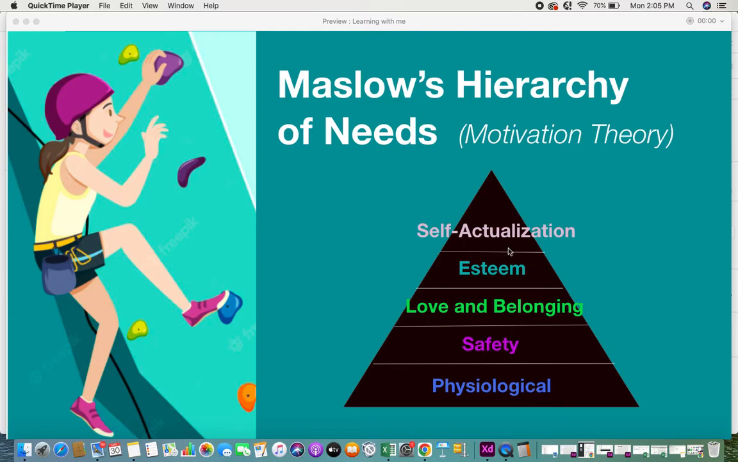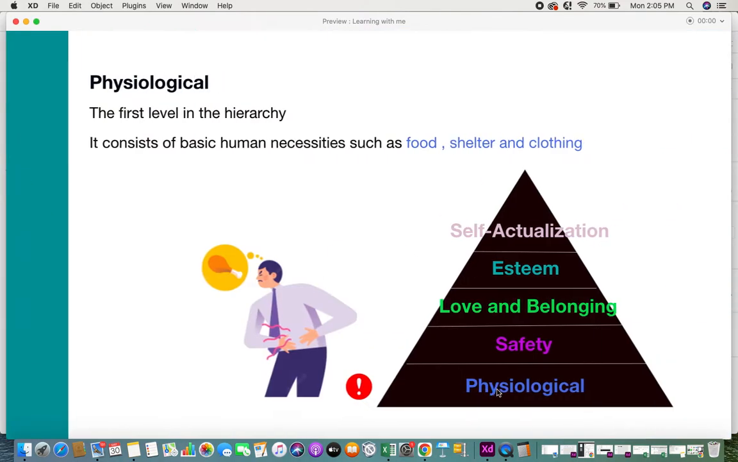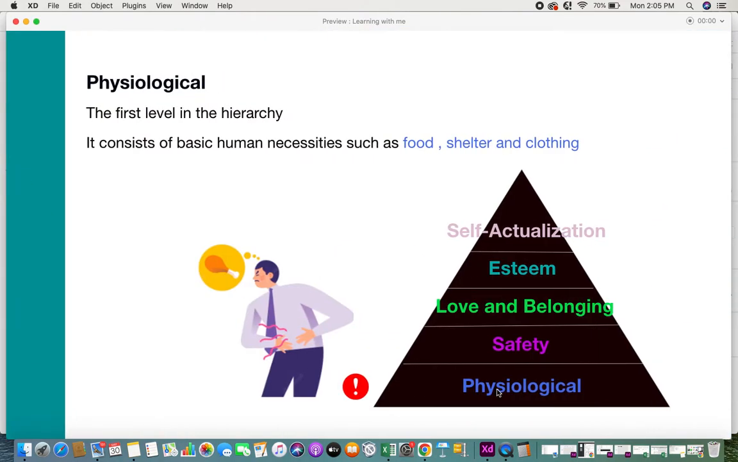And now let us look at the different levels in the hierarchy. The very first one is the psychological need. It's the first level in the hierarchy, and it consists of basic human necessities such as food, shelter, and clothing. So imagine a human being does not have these basic necessities, and also there is a lack of safety, a lack of belonging, a lack of esteem and self-actualization.